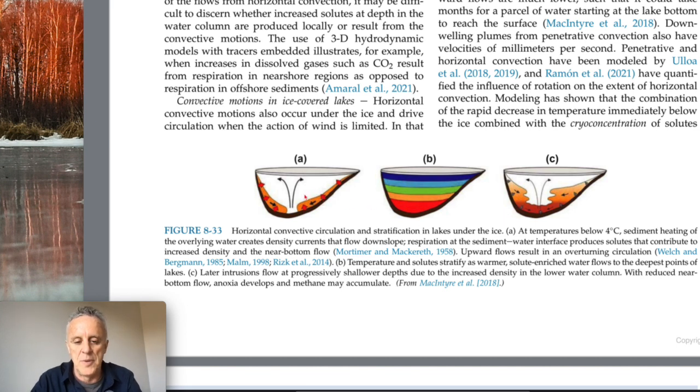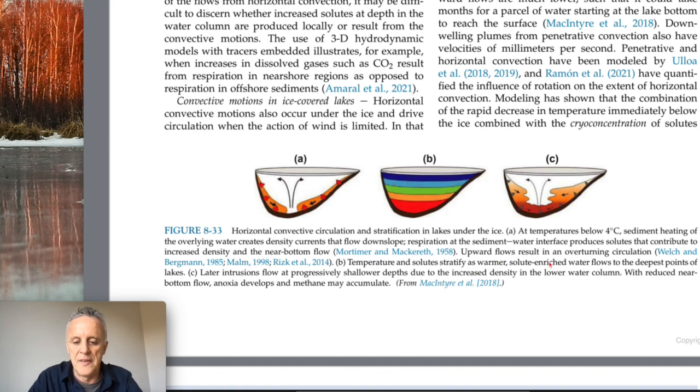So this is pretty much like a cycle of a lake where you have a density difference based on temperature, but also based on solutes. And so it goes through the cycle. First we have horizontal convective circulation. At temperatures below 4 degrees C, sediment heating of the overlying water creates density currents. So you have an ice layer here that flows downslope. Respiration at the sediment-water interface produces solutes that contribute to increased density. And so we have increasing density here, upward flow, okay.